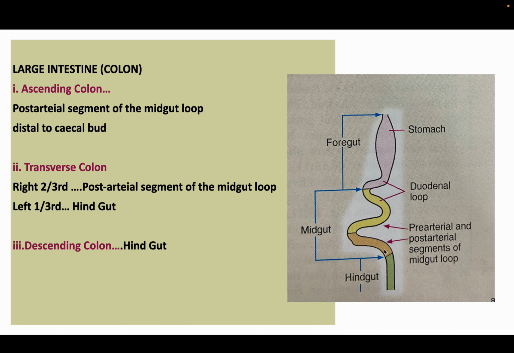Now the right two-thirds of the transverse colon arises from the midgut loop, that is the post-arterial segment, and the left one-third is derived from the hindgut. And the descending colon is derived from the hindgut only.